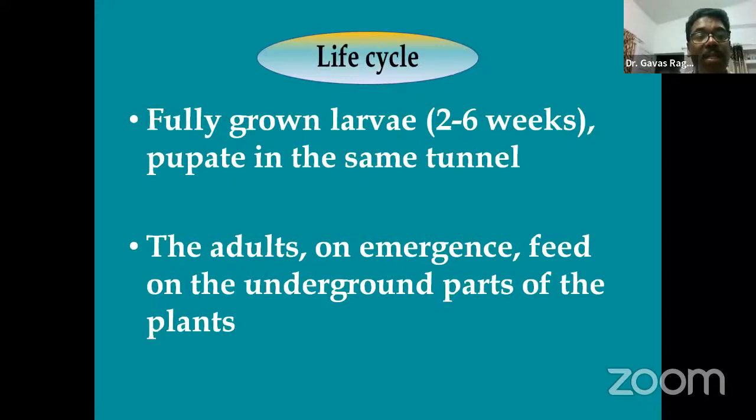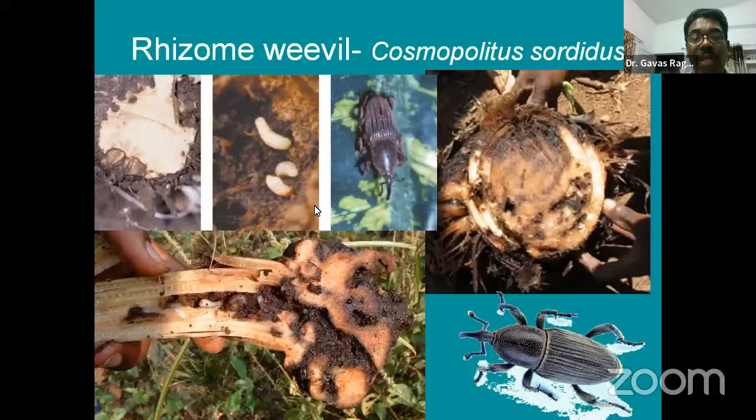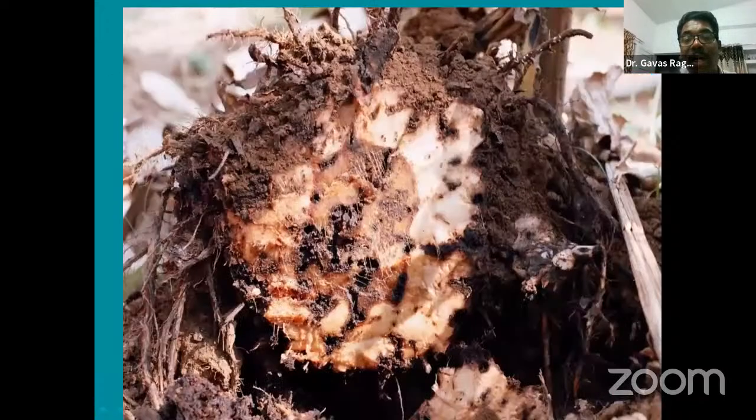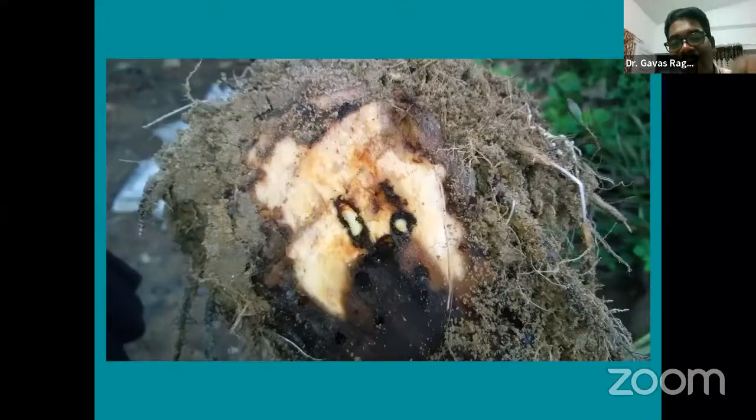So these are the different stages of the rhizome weevil. You can see these are the rhizome weevil grubs. This is the adult rhizome weevil. And this is the damage, extensive tunneling in the rhizome caused by the rhizome weevil or the comb weevil. This picture was taken in our own research station. When we pried open the rhizome, we could see this grub snugly sitting inside its tunnel.